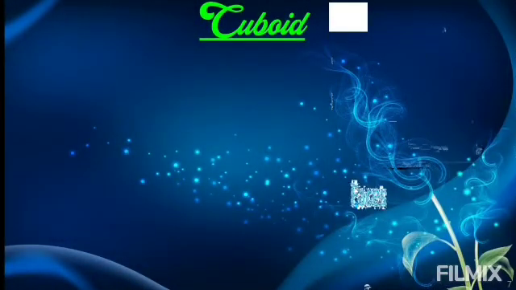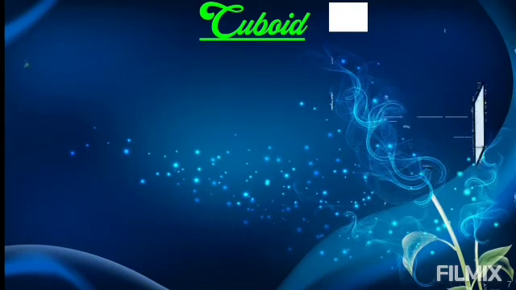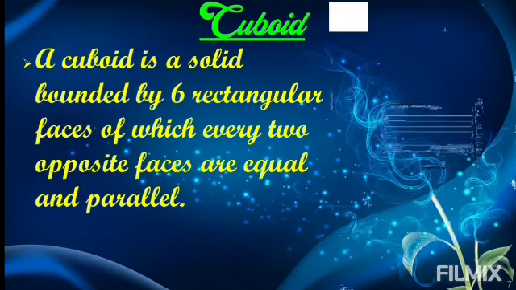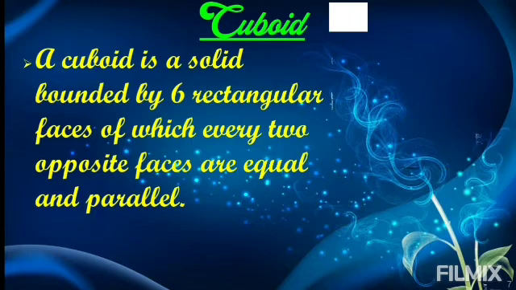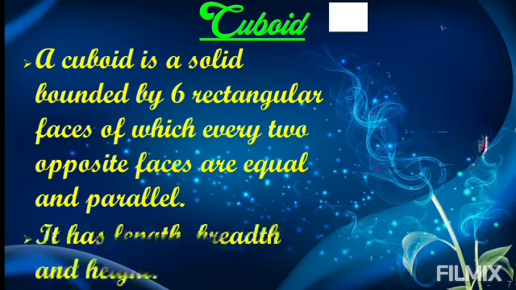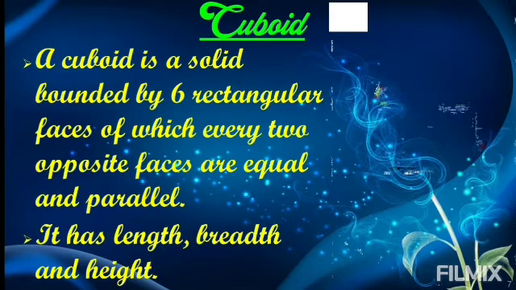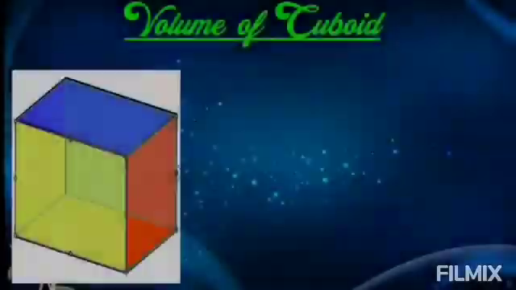Moving forward, the second figure is the cuboid. A cuboid is a solid bounded by 6 rectangular faces, of which every two opposite faces are equal and parallel. We can also say that it has length, breadth and height and is a 3D representation of a rectangle.